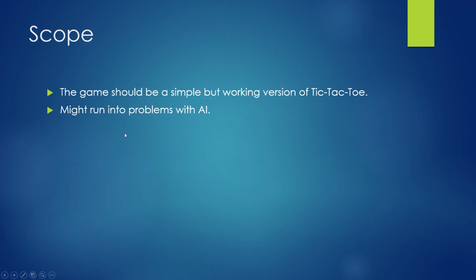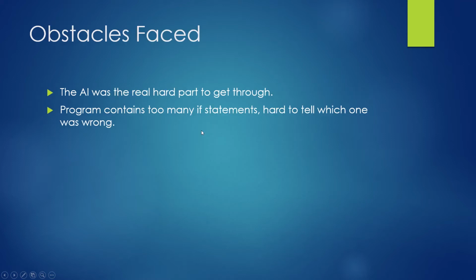So the scope of the project was to make a simple version of tic-tac-toe, and the problem that I thought I would run into was the AI. Just like I said, the obstacle I faced was making the AI, and I found out that I made a lot of if statements in the program, which made seeing what was wrong really hard to do.